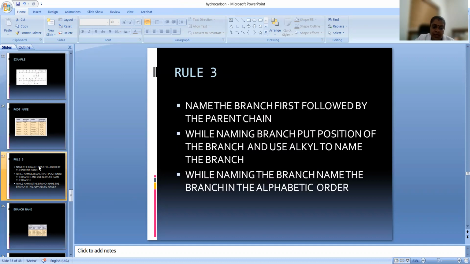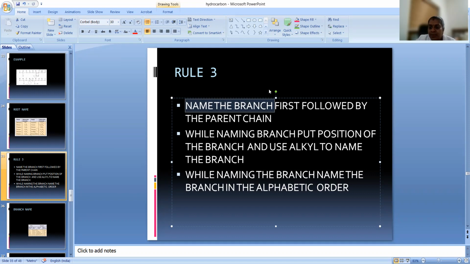And then what is the next rule? Name the branch first, followed by the parent chain. So before naming the parent chain, we have to name the branch. While naming the branch, put the position of the branch and use alkyl to name the branch. Whichever position the branch is at, that number you have to add, and after that, use alkyl to name the branch. The branch should be named as alkyl. While naming the branches, name them in alphabetical order.